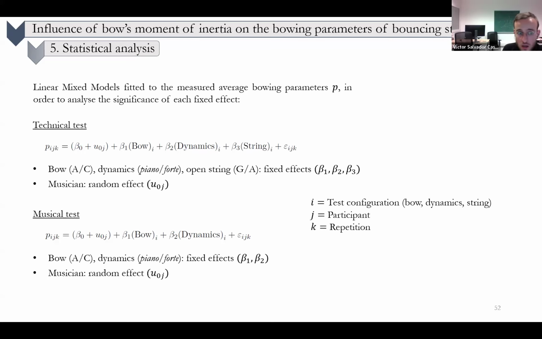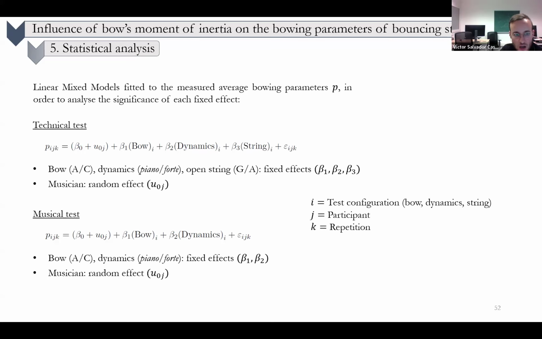So we will have, for the technical test, three fixed effects, which are the two bows that we are using, but also two dynamics, in this case piano and forte, and two strings, A string and G string. And for the musical test, we would not have a different string, because this E flat note is always performed on the A string. So we will have the two bows and two dynamics as fixed effects.